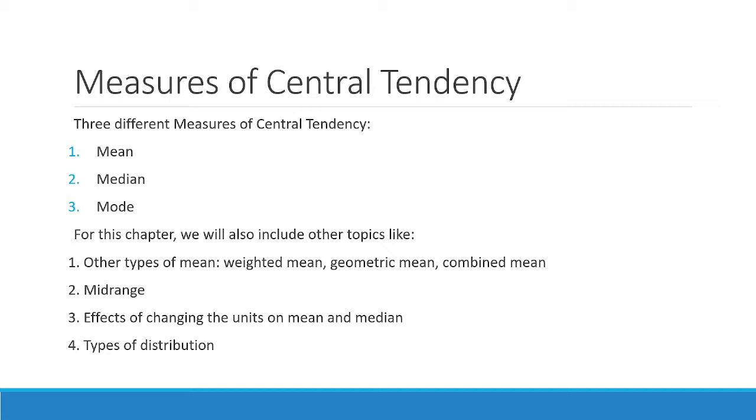And for this chapter, we will also include other topics like other types of mean. Like I said earlier, we have the weighted mean, geometric mean, and combined mean. We will also look into mid-range. Also, we will be looking into the effects of changing the units on mean and median. And lastly, I think this will be a part of a next set of discussion wherein we will be talking about types of distribution, the skewness, the kurtosis.